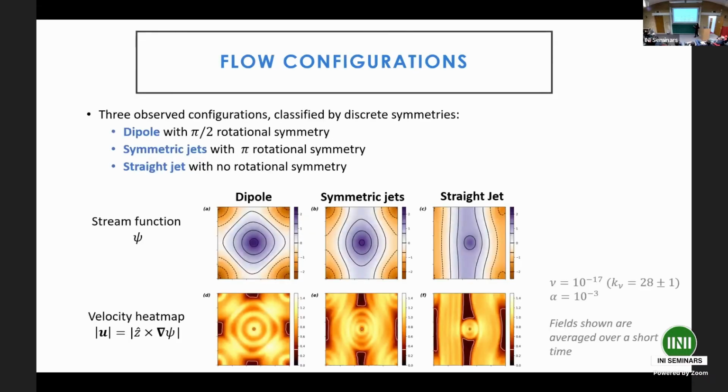Okay, so first let me tell you the zoology of the things that we find. We don't just find jets or just dipoles, we find all kinds of solutions with different broken symmetries. One kind of solution we find is this dipole, where you have the two vortices. Another kind is where you have two symmetric jets. So here you have a pi/2 rotational symmetry. Here you have a pi rotational symmetry. And here you have broken all the symmetries, so you have one straight jet and one bent jet.